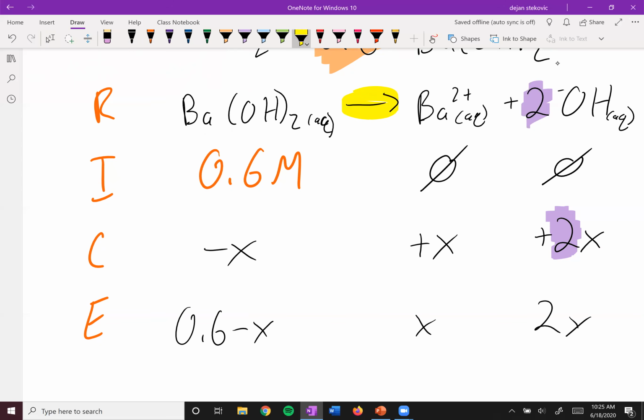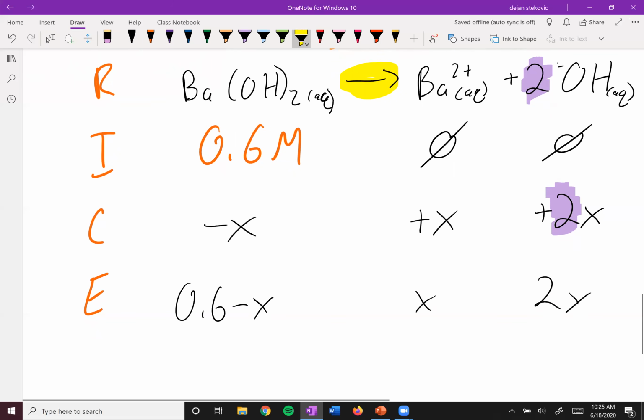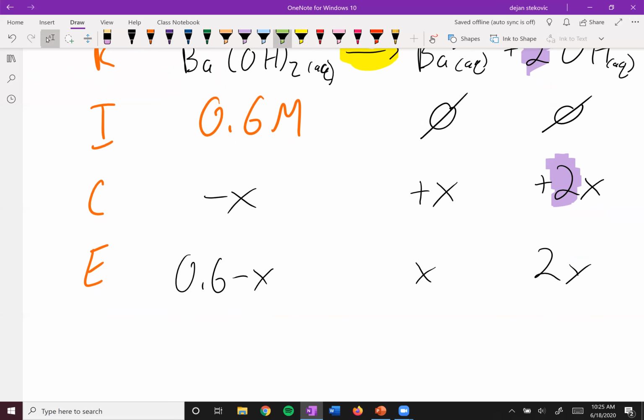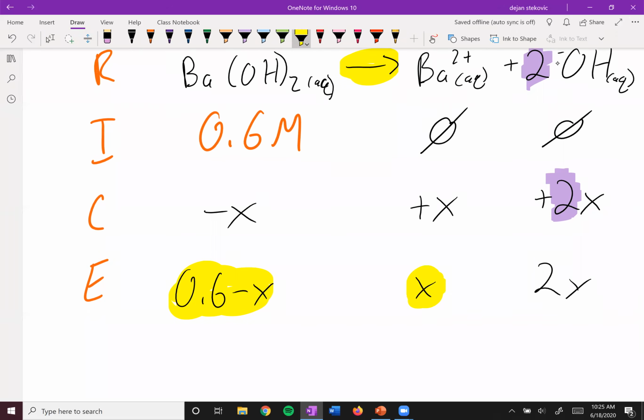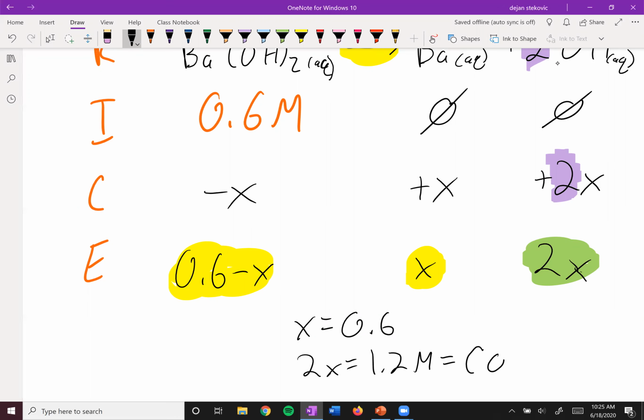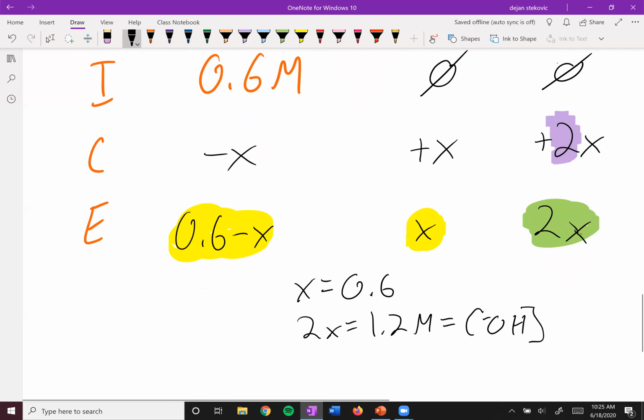And then here, because this is a one-way arrow, because this is a strong base, this will completely ionize, right? And so you know that this value ends up being 0. There's no barium hydroxide at the end. There should be 0.6 molar of barium. And then when you're thinking about the concentration of hydroxide, there's actually 2 for every 1 barium, right? So X here is equal to 0.6, so 2X is equal to 1.2 molar, which is the concentration of the hydroxide.